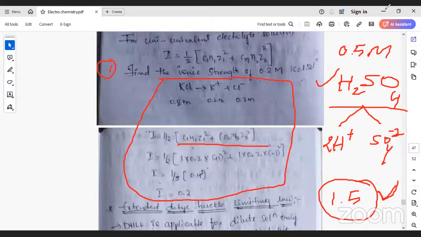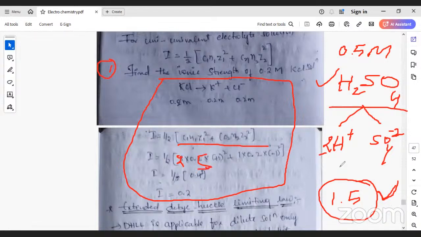Did you get it? Harishankar, you're getting 0.75? Not 0.75, it's 1.5. Take it once more. Yeah, 1.5. Right? See here. What is the number of moles of H plus? That is 2. Here it is 2. Right? Here it is 2. The concentration is 0.5, and the charge is plus 1 whole square only.